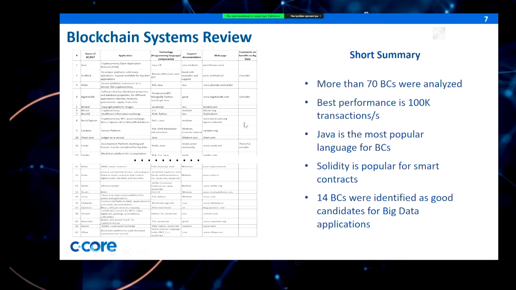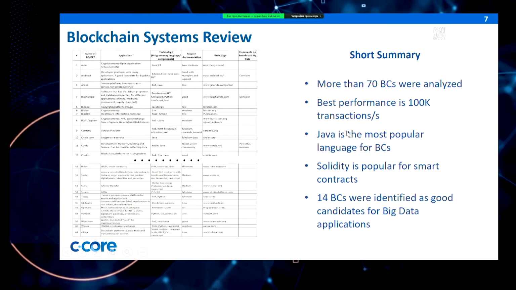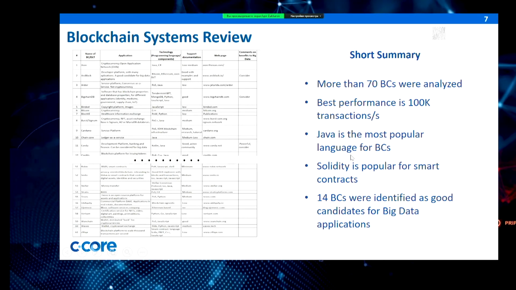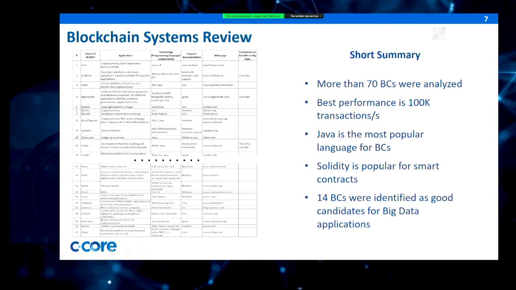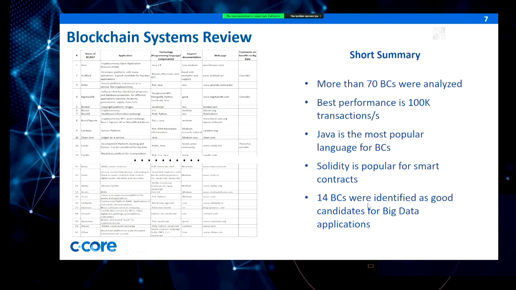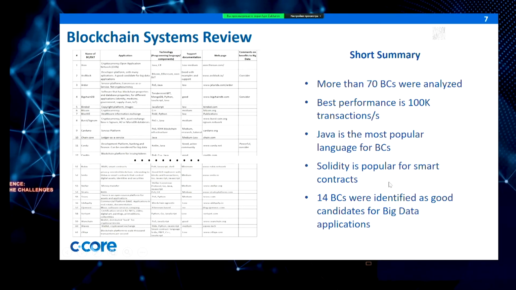And I would like to provide a short summary of this review. Java is the most popular language for blockchain. Solidity is a popular programming language for smart contracts. And 14 blockchains were identified as good candidates for big data.